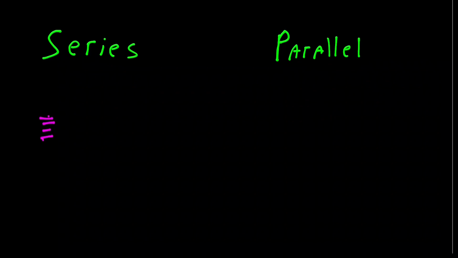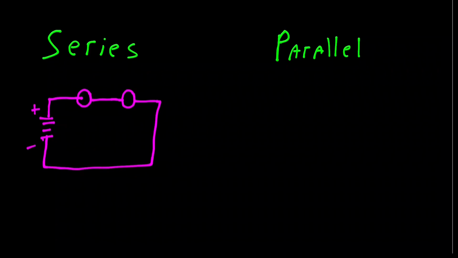So if we draw a battery here and have our light bulb here and have it hooked up to another light bulb and close the circuit, with the positive end being here and the negative end being here, we can see that these two light bulbs are in series with each other, and this is a series circuit.